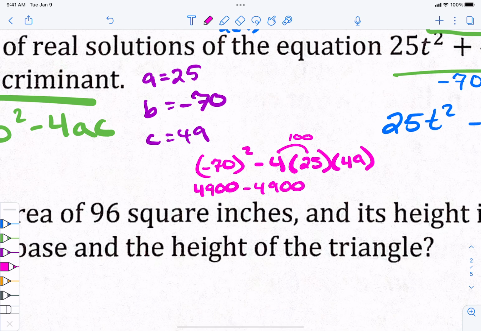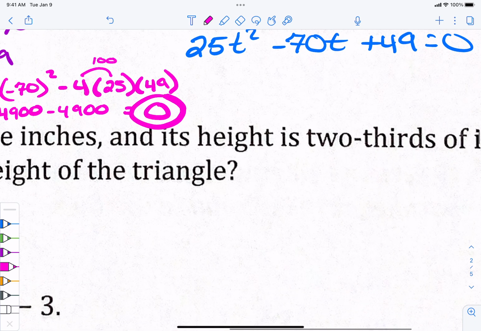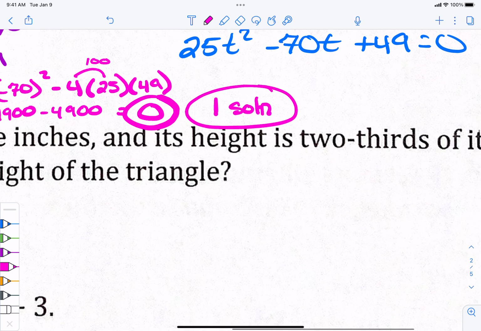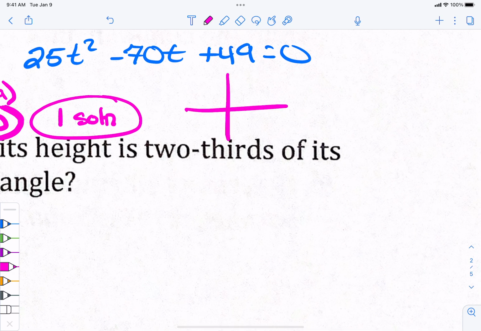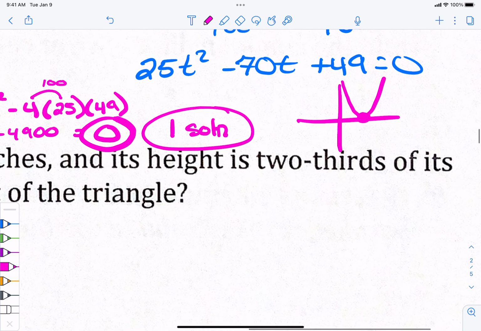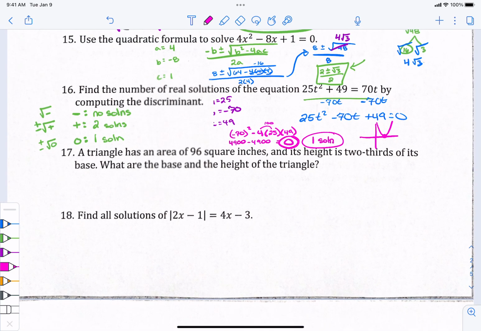So the discriminant is 0. That's what I'm looking for, which means I have 1 solution or 1 real root where he crosses. Okay? What does it look like when a parabola only has 1 solution or 1 place that he crosses? Yeah, the vertex. You don't have to draw this, but it probably looks like this where he's just touching at 1 place, right? He's not crossing and then going back up. He's just touching, okay? Good?